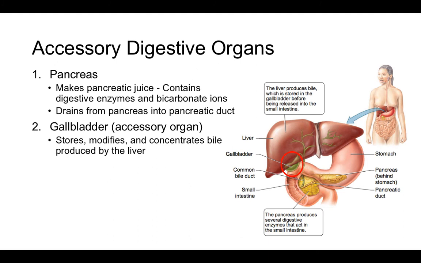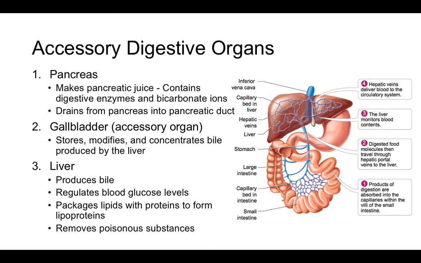We also have the gallbladder. It's this lovely pear-shaped green. It's always in green in all the pictures. And the gallbladder stores, modifies, and concentrates the bile that is produced by the liver. And then it releases into the duodenum along with the pancreatic juices.